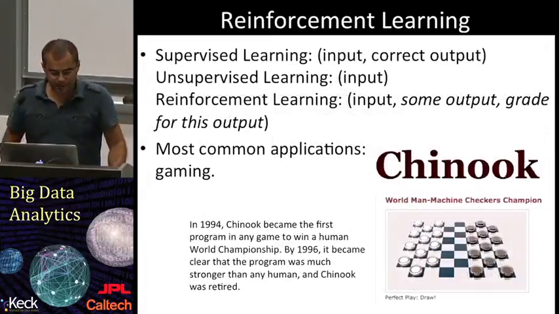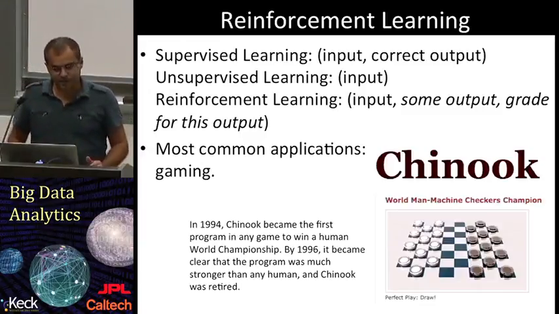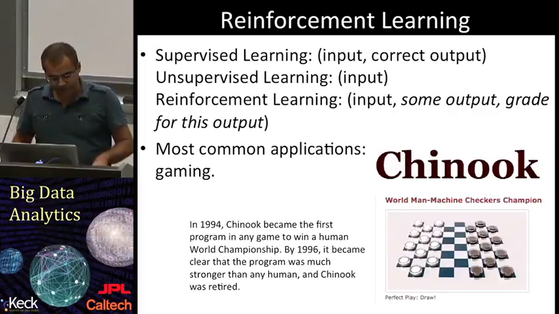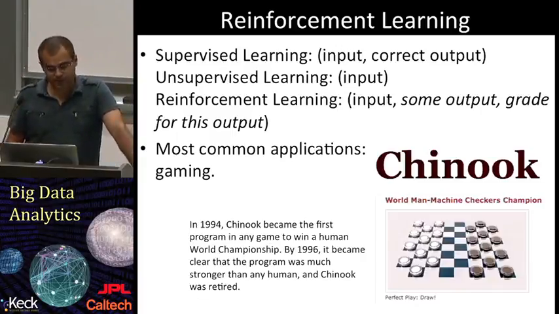Now, before wrapping up, let's briefly introduce another interesting learning model, reinforcement learning. In supervised learning, you are given inputs and corresponding outputs. In unsupervised learning, you are given just the inputs. In reinforcement learning, you are given input, some outputs, and a grade. The grade defines how well you are doing if you choose this output. Basically, each output in reinforcement learning has a positive or negative reward.